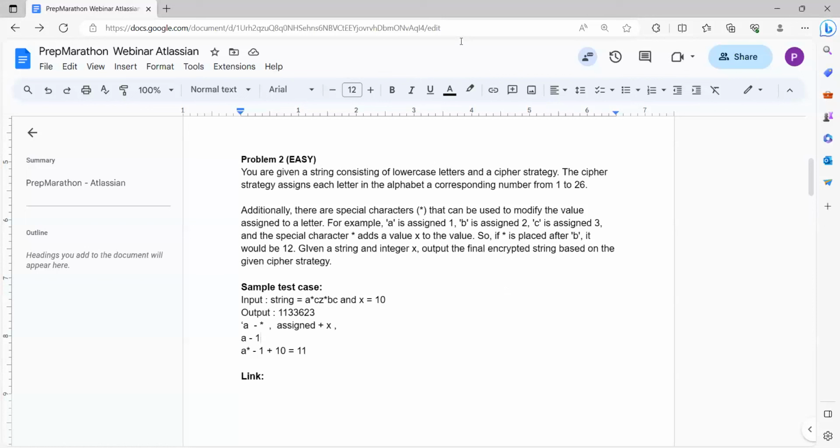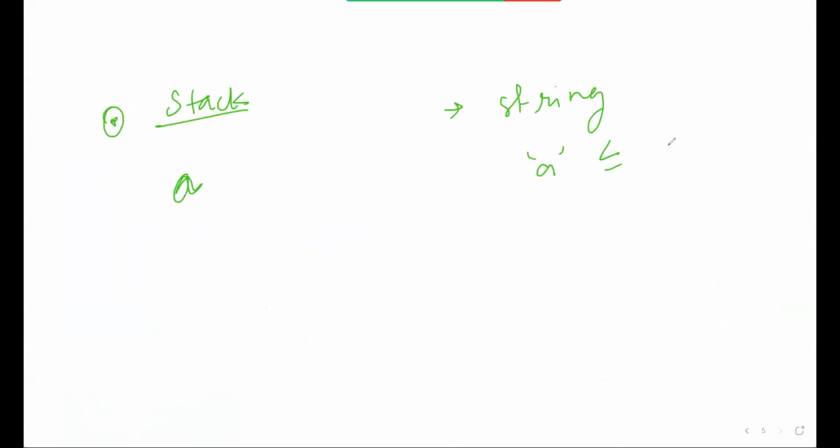I'll use my whiteboard for explaining that. Just a second. So what is happening here is, yeah, we can use a hash map also. There are multiple approaches for solving this. So how to use a stack for solving this? You are given a string A. Obviously, it is mentioned that your string contains characters from A to Z, and there is one special character also, which is asterisk. Okay. Now what is happening? Suppose you have a string like this.